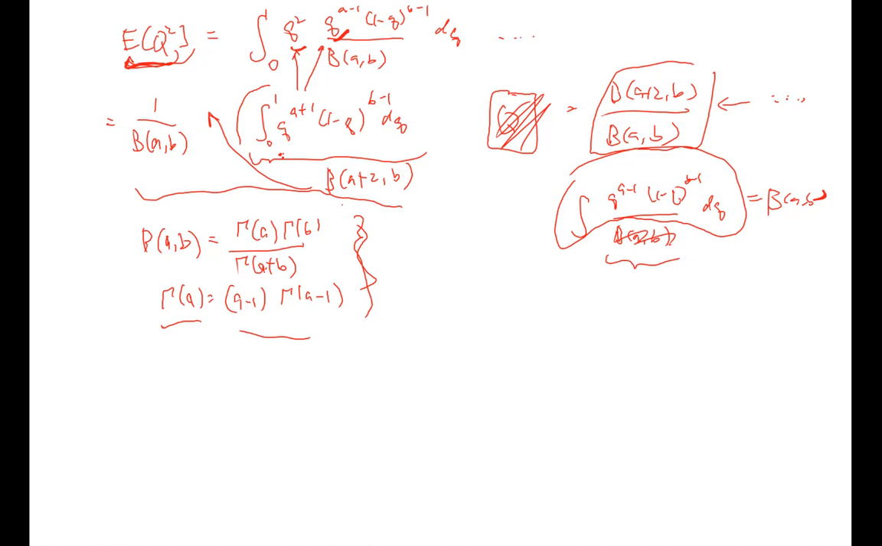Remember this also, the gamma function is very much like a factorial function. It's actually an extension of the factorial function, where Γ(a) is equal to (a-1) times Γ(a-1).